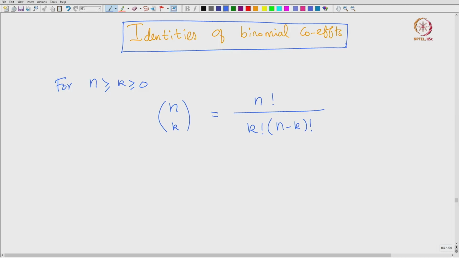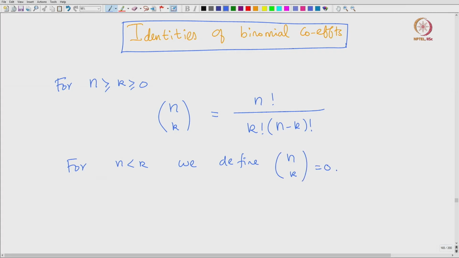So, for n greater than or equal to k, we can take this to be the definition, and whenever n is less than k, we define by convention that n choose k is 0.